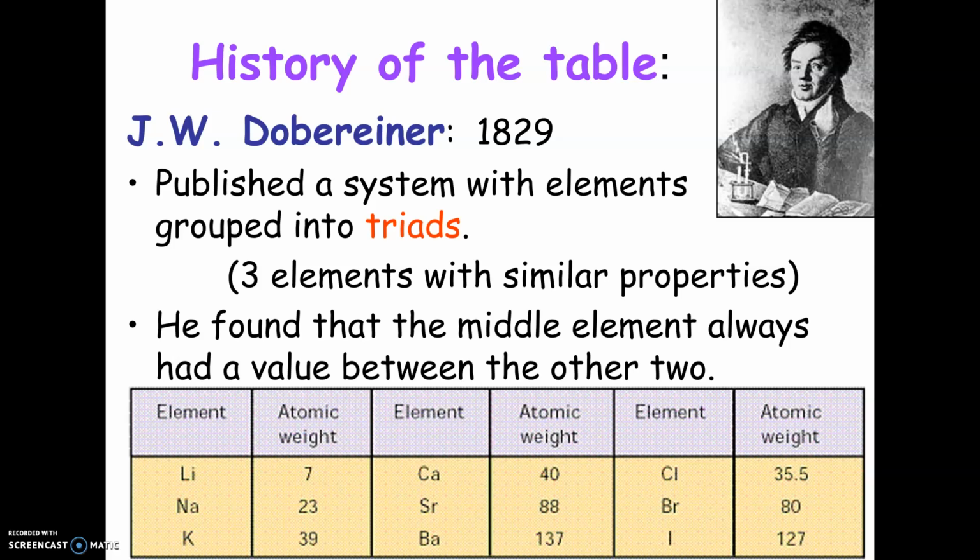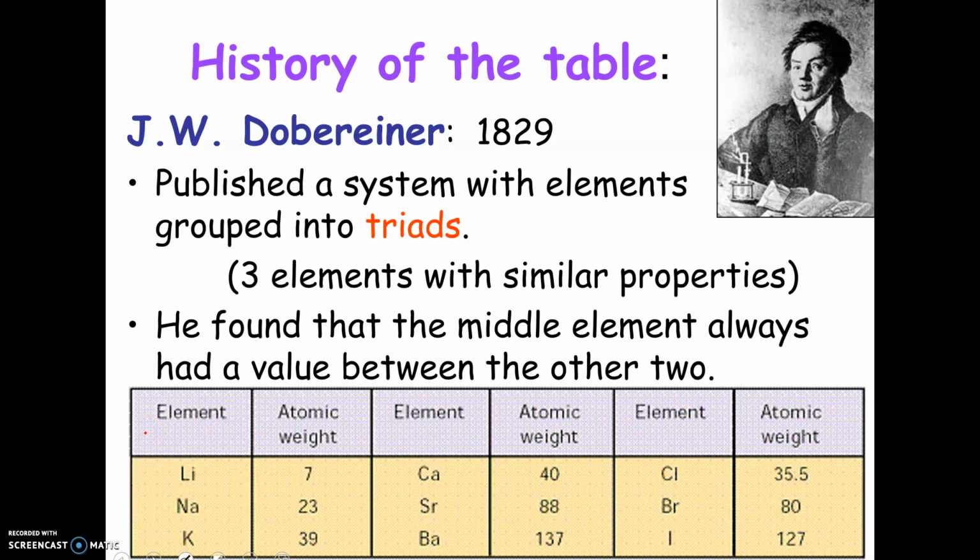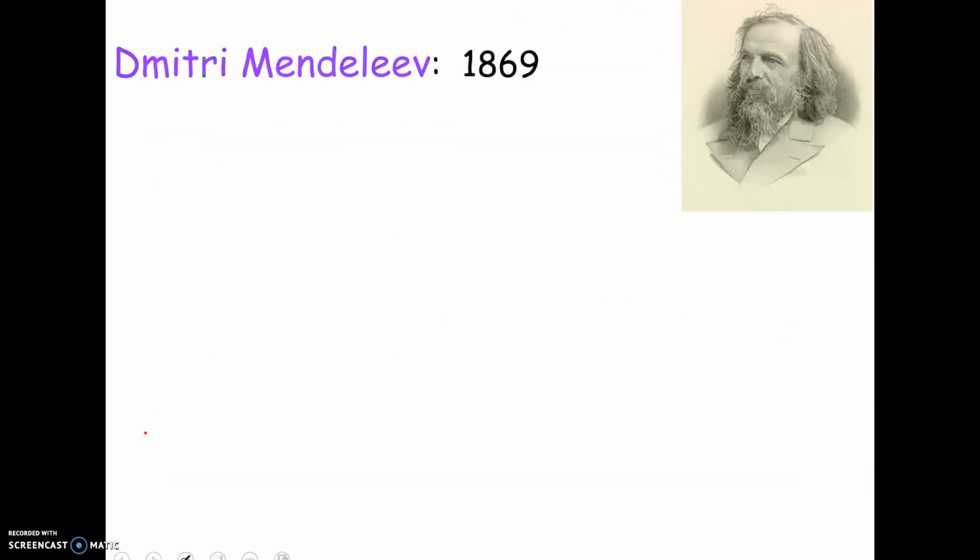For example, lithium, sodium, and potassium here in this first column of the table, their electron configurations all end with s1. Calcium, strontium, and barium all end with s2. And here, chlorine, bromine, and iodine all end with p5. He didn't know it yet, but these ended up being in the same group, or family, of elements.